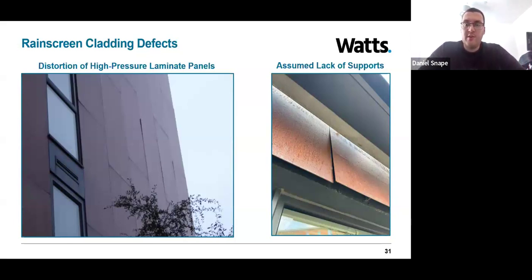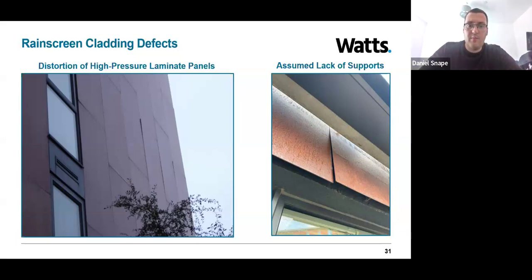But the perimeter fixings need to be installed in a way that allows that panel to move as a result of thermal and moisture changes. Otherwise, there's a risk of distortion, which can damage them or pull them out of place. So essentially, that's what we can see in the left-hand image here.